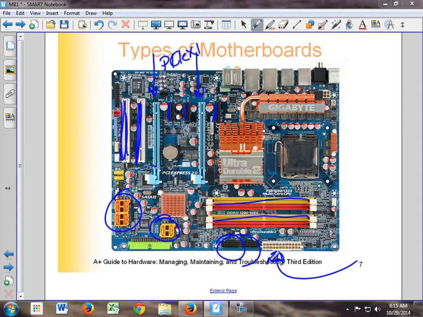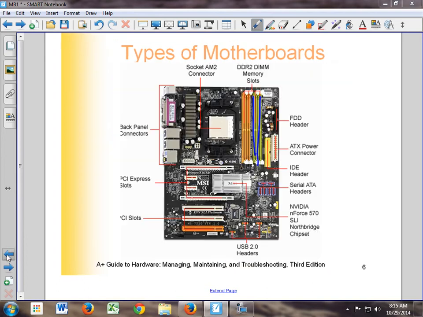Power, right? So there's one of my power connectors. There's my other power connector right there. So as I look at all these motherboards, I should be able to go, oh, the power connector is right there. And if there's an extra one, it's usually close to the CPU.